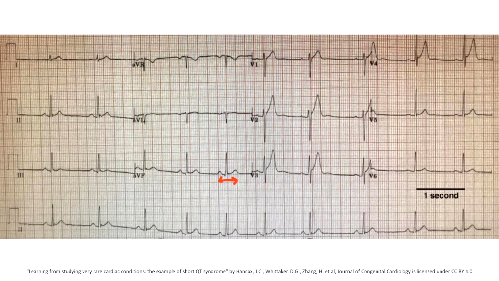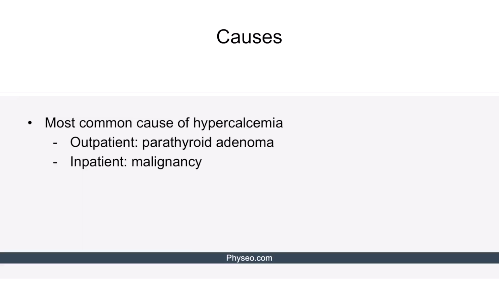Let's talk about the causes of hypercalcemia. Before we move on to specific diseases responsible for hypercalcemia, we should differentiate the most common causes of hypercalcemia in the outpatient and inpatient settings. In the outpatient setting, the most common cause of hypercalcemia is a parathyroid adenoma, while in the inpatient settings, it is malignancy. Now let's discuss specific diseases and the laboratory findings in each of them.